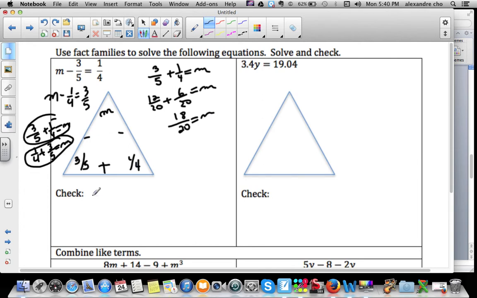So our check, we copied the original equation, which was M minus 3/5 equals 1/4. Let's see if that's indeed true. So M, we just found out, was 18/20 minus 3/5 equals 1/4. So to subtract those, we actually find the LCM again. The LCM is 20. This one's already at 20. So 5 here times 4, you get 12, equals 1/4. So 18 minus 12 is 6.